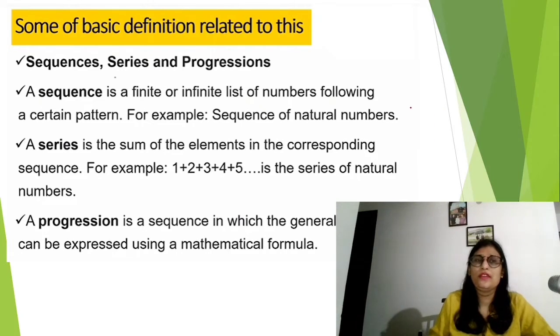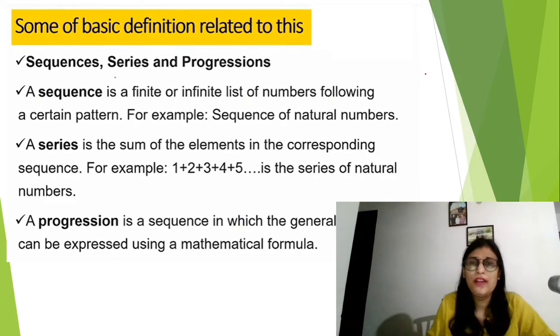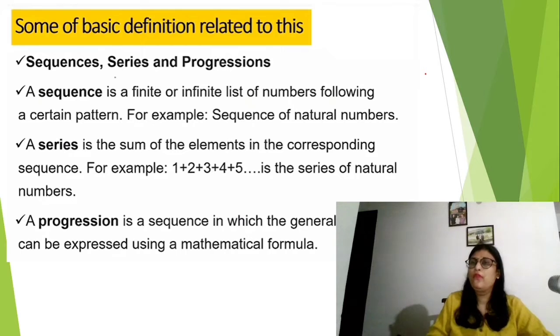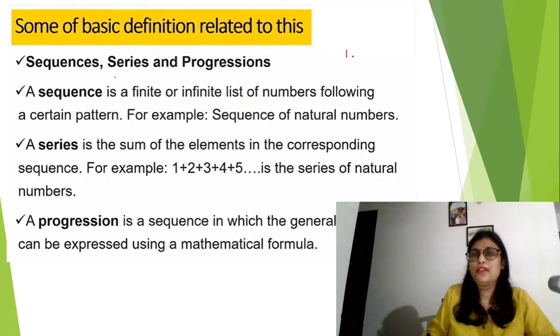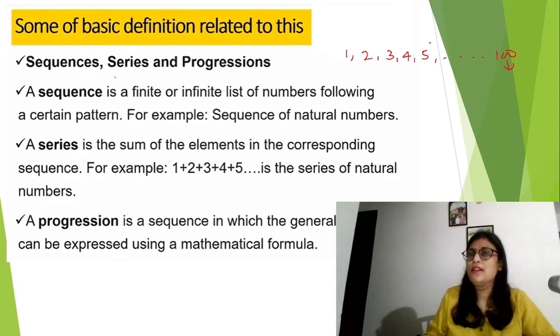Sequence, series, and progression. Okay, a sequence is a finite or infinite collection of numbers which follows some pattern. Suppose I take one example, the sequence of natural numbers 1, 2, 3, 4, 5, and so on. I have put the last number as 100. So this is finite because we know both the first and last number. If I don't know the last number, that sequence can be called an infinite sequence.